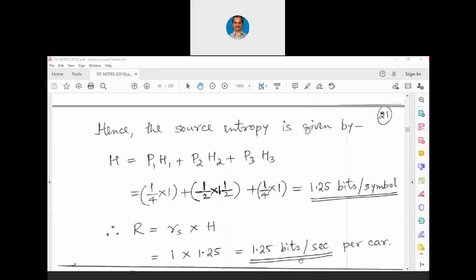You get this point? We are modeling the car's movements and we are finding out what may be the number of bits required for this transmission of information. So we have finally got capital R equals 1.25 bits per second. This is per car.